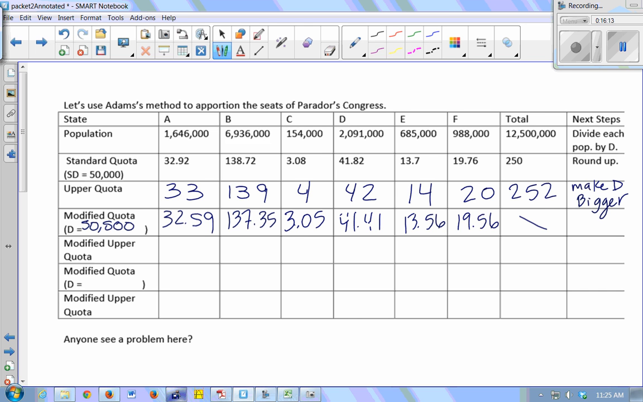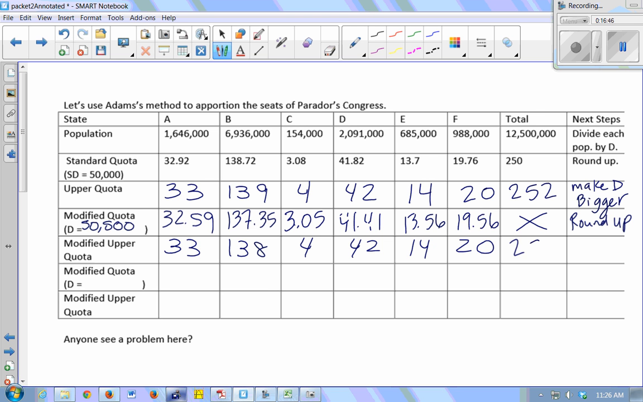Okay, so again, adding those up isn't going to give us any kind of meaningful number there. But my next step, because I'm doing Adams method, is to round up, right? Adams always rounds up. So I take all of those numbers, bump them up to the next whole number, and I get 33, 138, 4, 42, 14, 20. And when I add those up, what do I get?